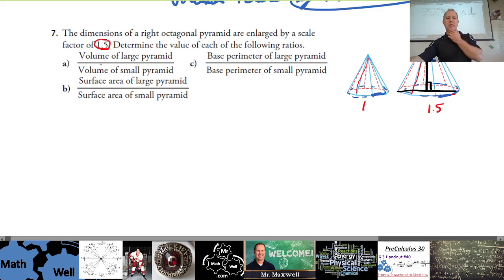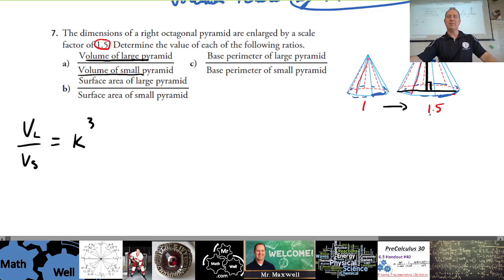But the question says determine the value of each of the following ratios. So the volume of the large pyramid to the volume of the small. Okay. Remember, that's just k cubed, remember? So if k is 1.5, then the ratio here would be k cubed, right? Which is very similar to the question that we just did. Wasn't it? Yeah. So k cubed is, was it 3.375? So it looks like that would be your ratio for A. Does that look right?